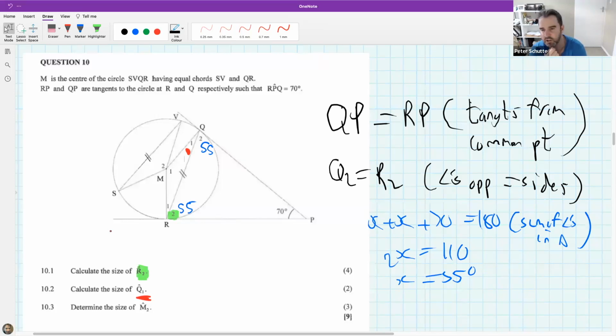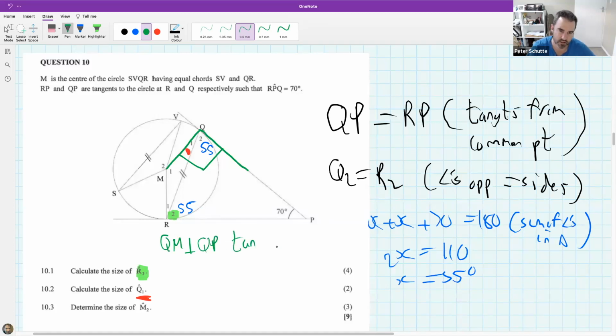Okay, Lorato and Letty are all over this one. Can you give me some backup? Ooh, you've spotted that sneaky tan radius theorem. It always catches me. It sort of blends into the background. So this is a line from the center, or radius, and this is a tangent, right? And what do we know? We know that this is 90. So we would say that QM is perpendicular to QP, and that would be tan radius theorem.